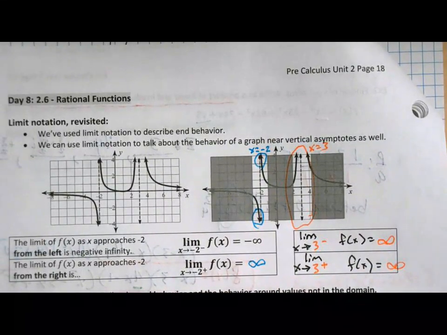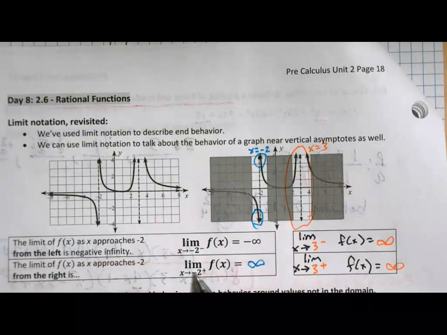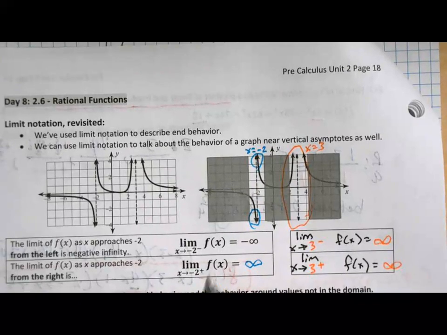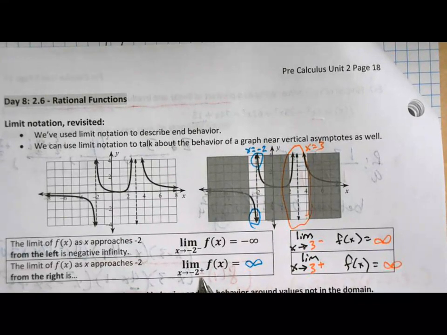All right, so we introduced this limit notation back in chapter 1 to kind of get you guys used to it. We're just adding a little bit of a difference on here. Instead of a positive or negative infinity, we've got a number. Are we feeling okay about that?